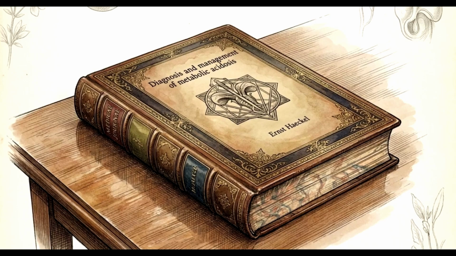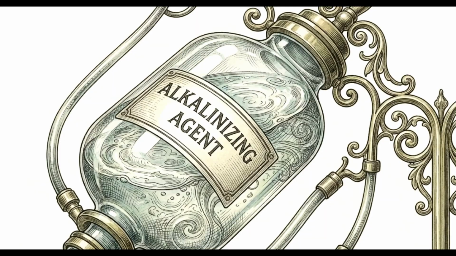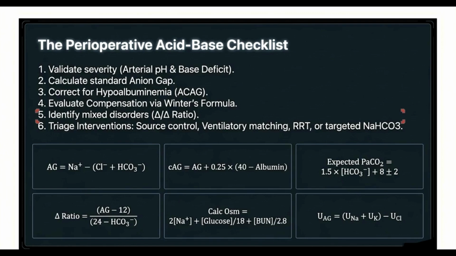The current gold standard for managing severe metabolic acidemia in critically ill patients is provided by the formalized guidelines from the French Intensive Care Society. These guidelines address the ongoing clinical controversies surrounding intravenous sodium bicarbonate infusion. Administering base therapy carries inherent hemodynamic risks, including hypokalemia, hypernatremia, volume overload, and rebound alkalemia. Look at point 6 on this perioperative acid-base checklist.